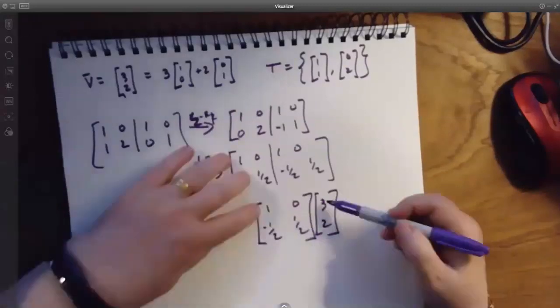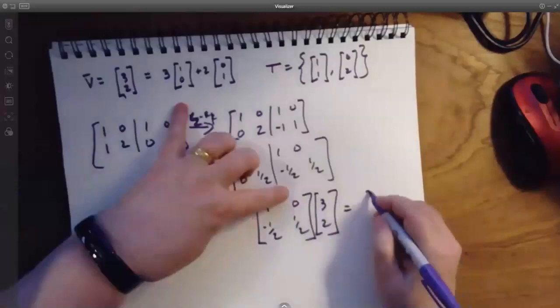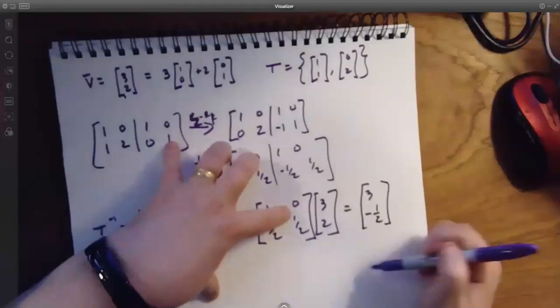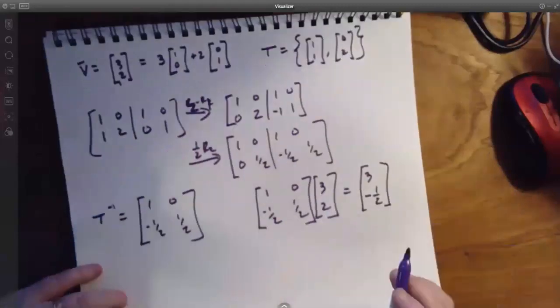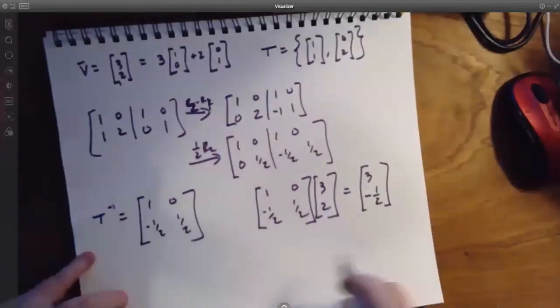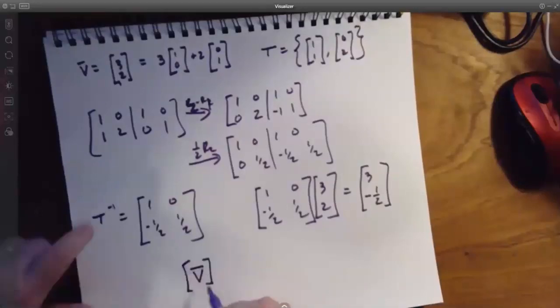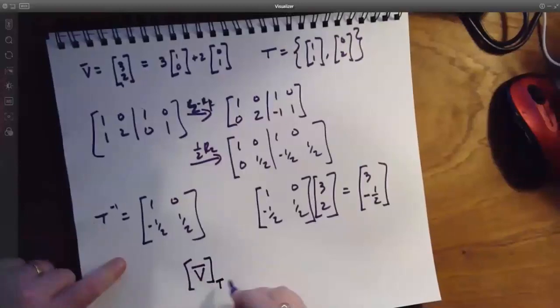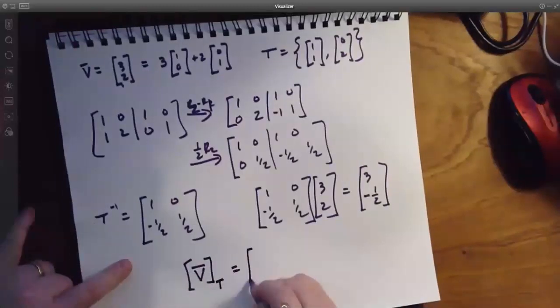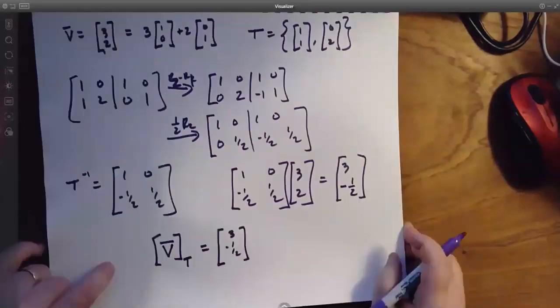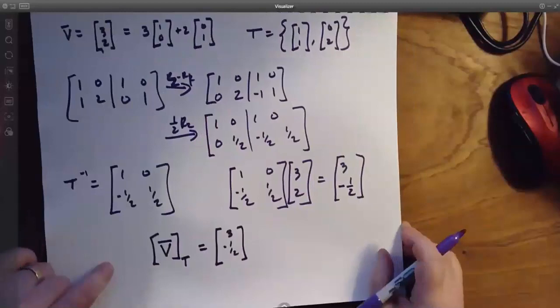Three plus 0 is 3. Negative 3 halves plus 1 is negative 1 half. So what this means is if I want to write the coordinates of V with respect to this basis, that would be (3, negative 1 half). And that's a good place to stop.